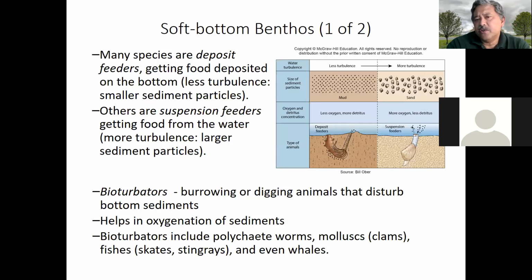All right, and then there are different jobs that different organisms have. Many species are deposit feeders, getting food deposited on the bottom, so they are waiting for things to die and then drop down. So they eat the detritus, the dead organism, whether it's a plant or an animal. Others are suspension feeders, especially in areas that are more turbid. They get food from the water. And then over here, bioturbators, burrow or digging animals that disturb bottom sediments.